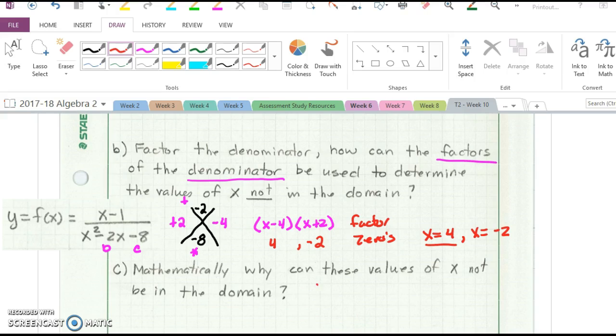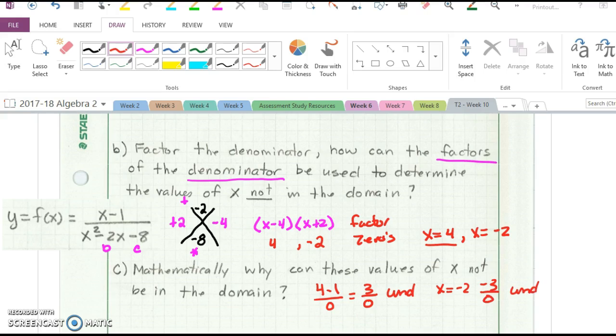We would have 4 minus 1 over 0. Well, that's 3 over 0. We can't divide by 0. That's undefined. Same thing, when we have -2 as x, we would have -3 divided by 0.